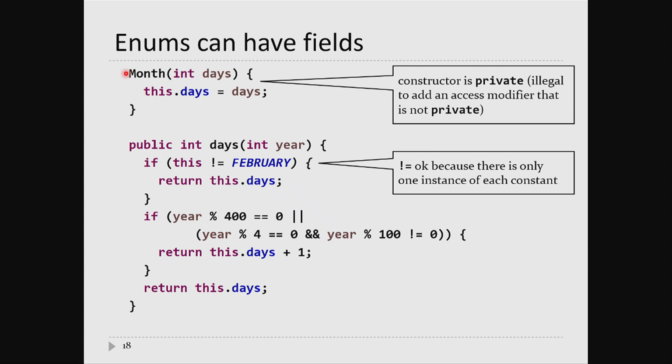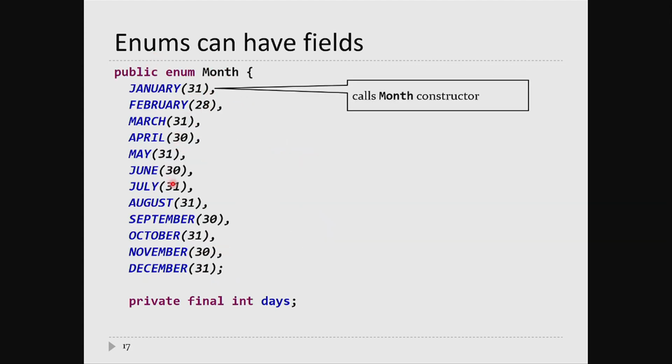But you cannot put in public, and you cannot put in protected. So no access modifier. It's implicitly private. The constructor doesn't do anything here. It just sets the value of days. So that's fine. So here I make sure to pass in the right number of days.